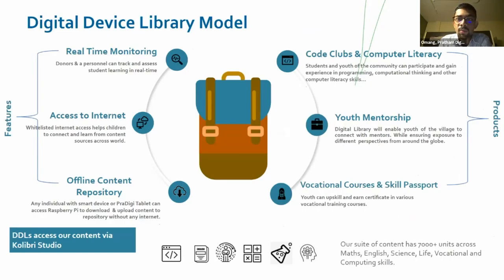Right, so this is what we call the digital device library model, which is the name of our program that we run across Indian communities. The idea being that we create an offline repository, which will host content from across maths, English, science, life skills, and vocational and computer skills. All of this is hosted again on the Kolibri Studio, which is then accessed through these Raspberry Pi devices onto the tablets.